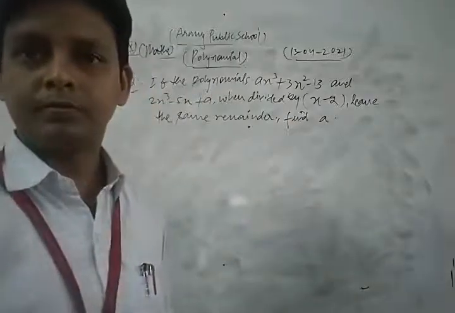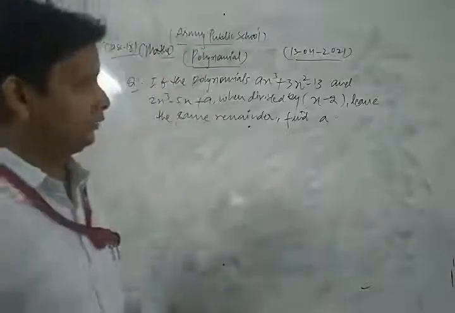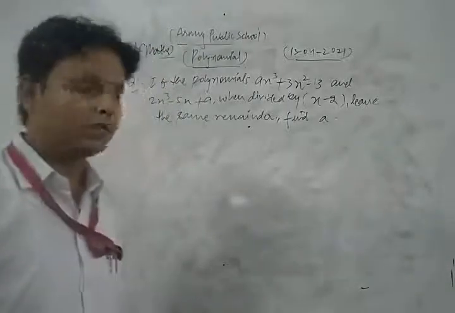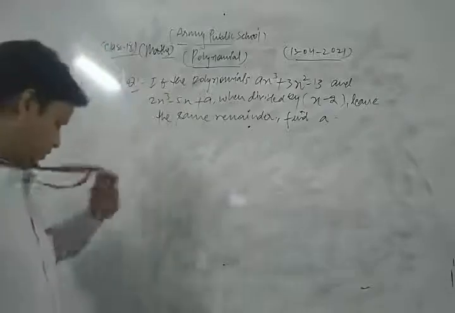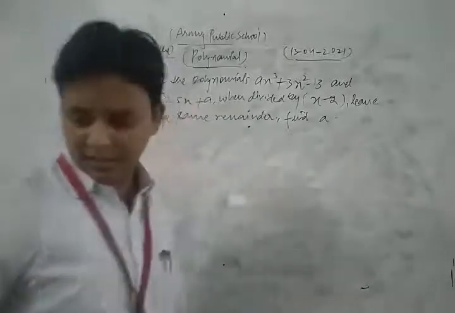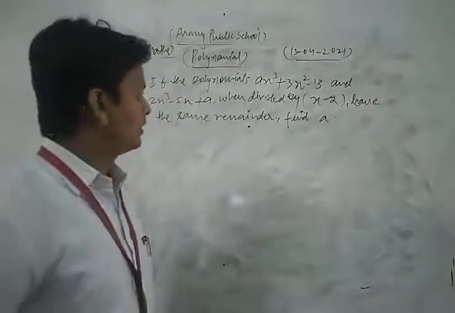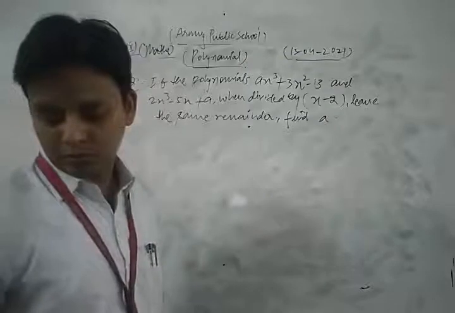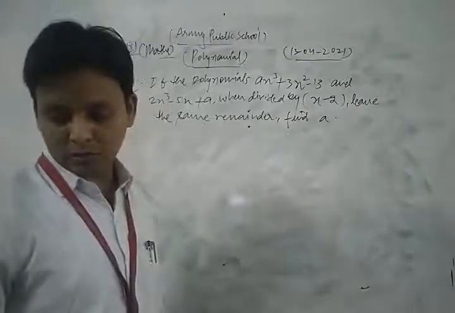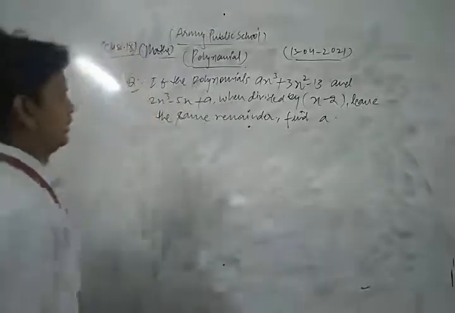Okay, dear friends, find the value of a. This is your question. Let's say it once more. In the polynomials ax cube plus 3x square minus 13 and 2x cube minus 5x plus a, when divided by x minus 2, leave the same remainder. Find the value of a. So now let's see its solution.